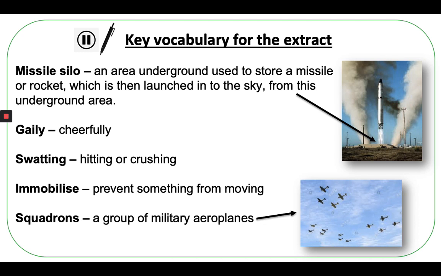So, I have deliberately provided you with some images so that you can visualise what these words are showing you, because they're used to great effect in the extract on the next slide to describe the behaviour of the spiders. So, missile silo is actually this little area here underground where you store a rocket which then zooms up into the sky and is launched. So, it's this area here which looks a bit like a giant trap door. And a squadron is a group of military aeroplanes that fly in the sky like this. So again, if you need to rewind and look back at these images, it might be helpful after you've read the extract to understand the behaviour of the spiders.